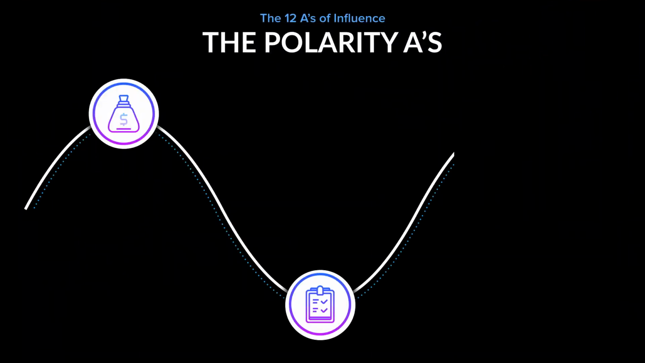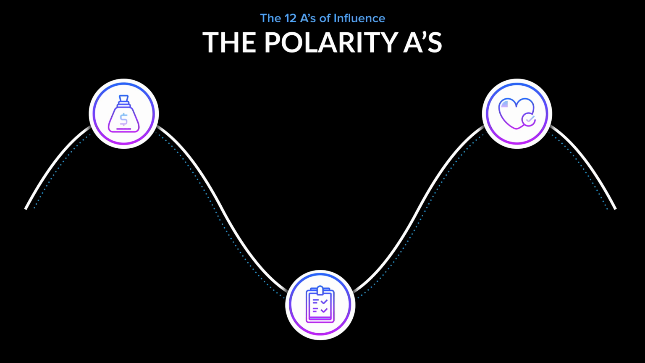The third category of the A's of influence are the polarity A's. The polarity A's are the ones that drive emotion, that get us into action. You see, when we're effectively using the polarity A's of influence, we're serving the prospect to be able to move forward in their decision-making process, to be able to have the emotional capacity to say yes, to have the emotional capacity to take the next call, to make the decision, to even make micro decisions along the way that are moving the process forward.